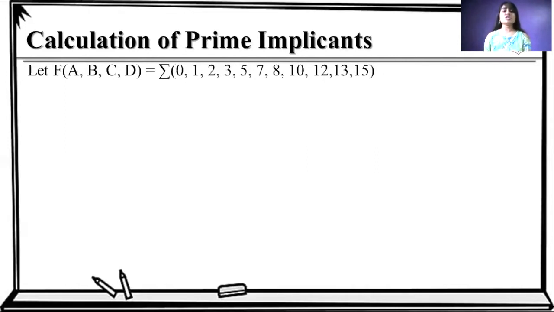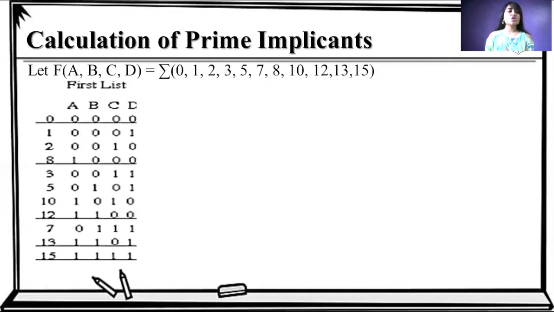Now arrange the binary representations of all the numbers and make a list according to the number of ones present in that number. So here we have a first list. We have 4 variables, so it can be written as A, B, C, D. Now we have to make groups of these terms according to the number of ones. In 0 we have number of ones 0 times. So the first group has number of ones 0 times, and here we have one term, 0000.